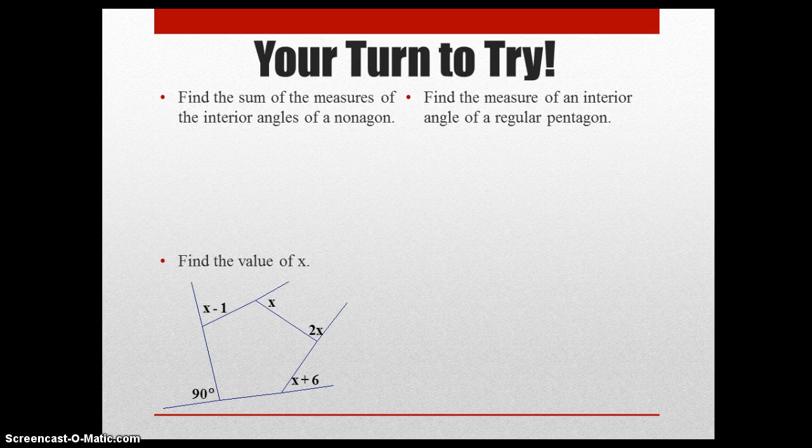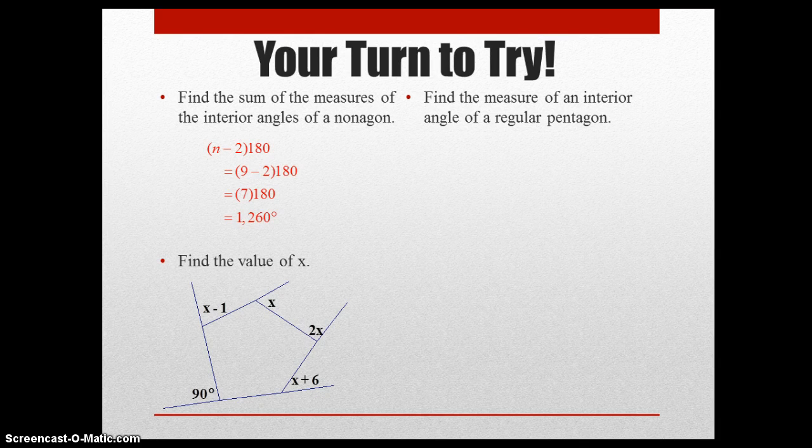So the first one, we're finding the measures of the interior angles of a nonagon. That's our formula, n minus 2 times 180. Well, we know there are 9 sides in a nonagon. So 9 minus 2 is 7, and 7 times 180. That means if I add all the angles up inside a nonagon, it's going to be 1,260 degrees.